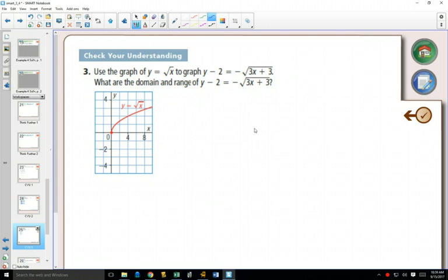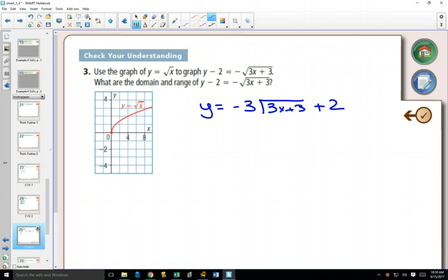So we want to graph this new graph. One of the things we've always done at the beginning is move any numbers that are on the left side to the right side. So I'll go +2, so that y is by itself. And this is one of those examples.